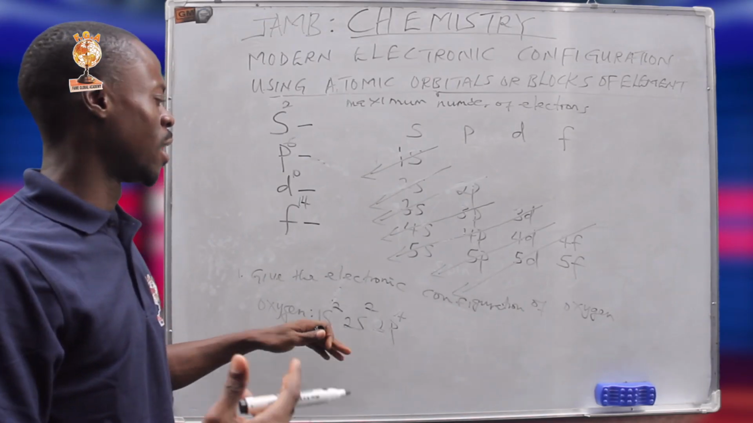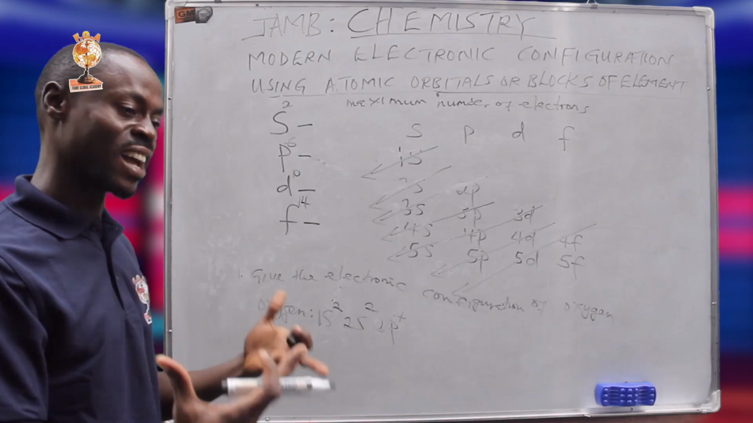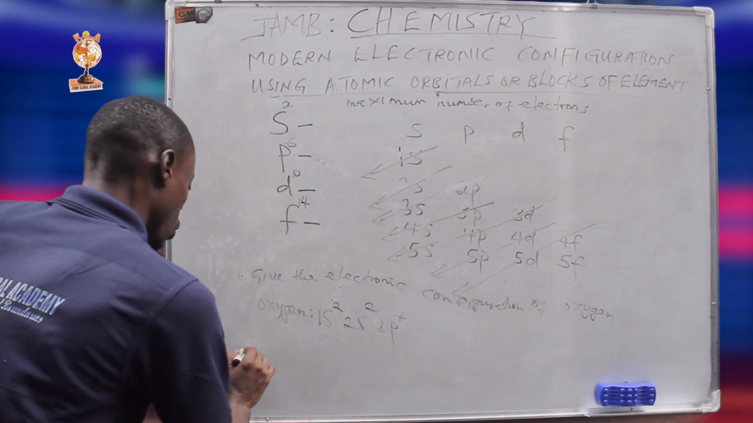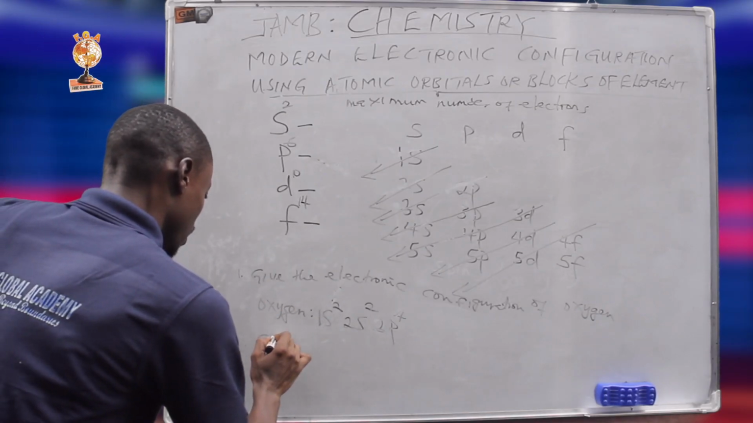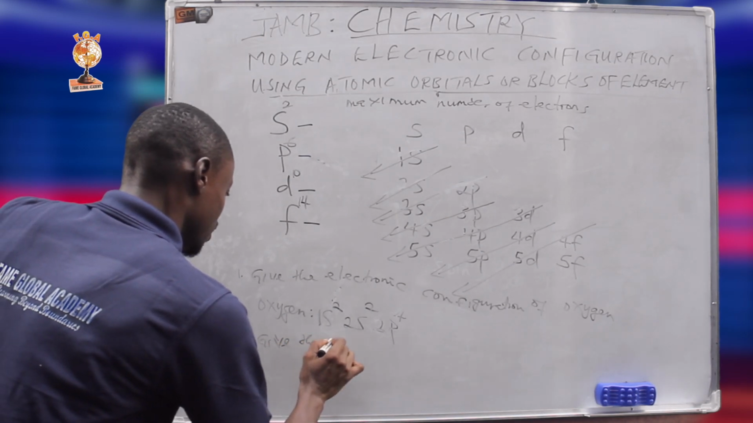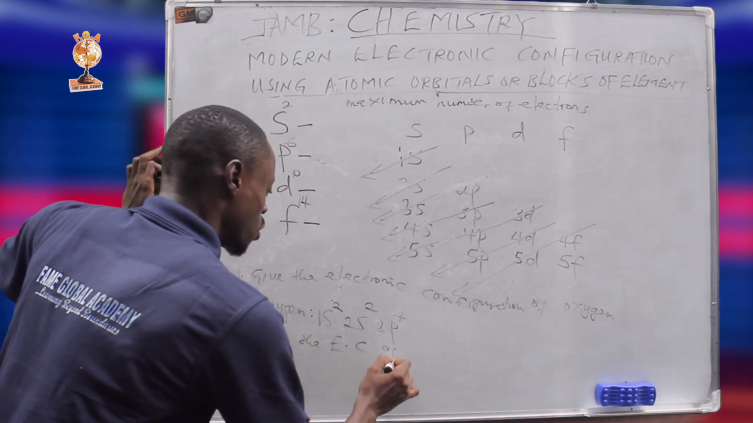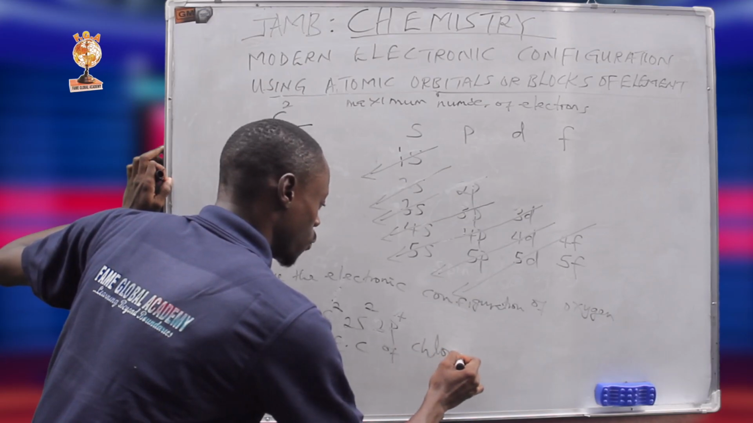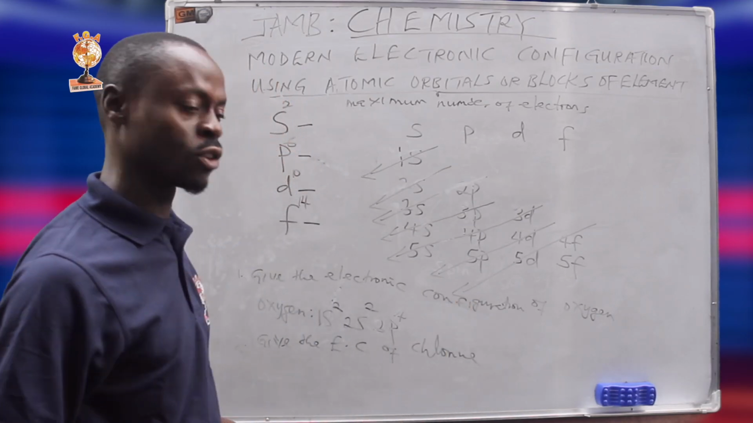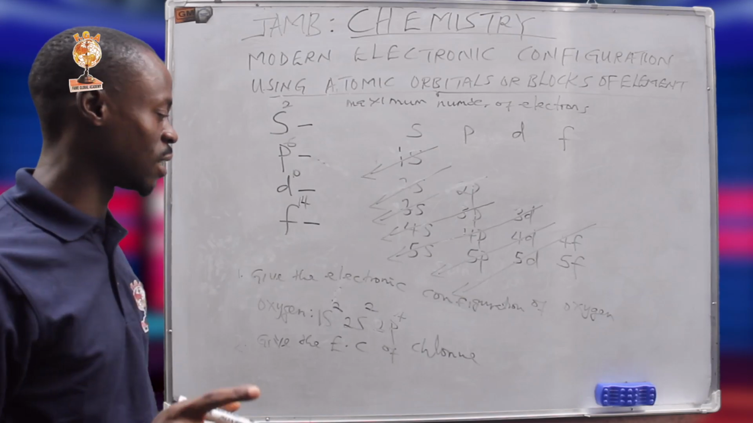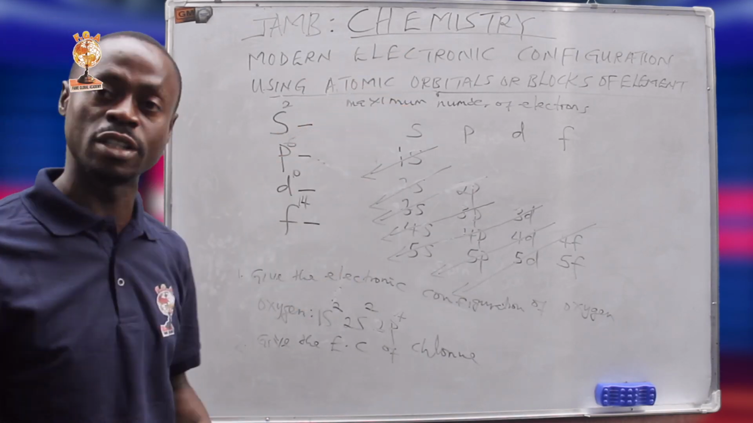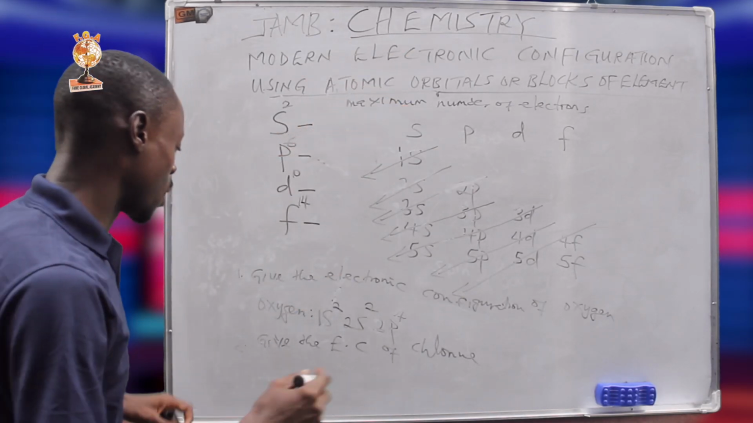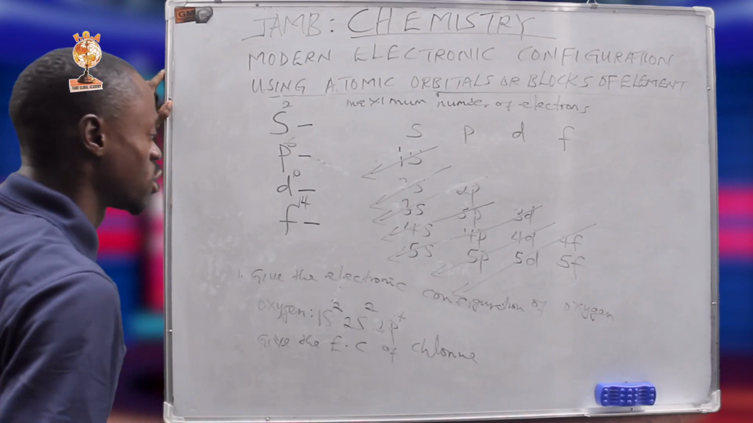Let's take an element that has a larger atomic number, like chlorine. Let's give the electronic configuration of chlorine. Of course, chlorine has atomic number 17. That is its position in the periodic table. So how do we write the electronic configuration of chlorine?